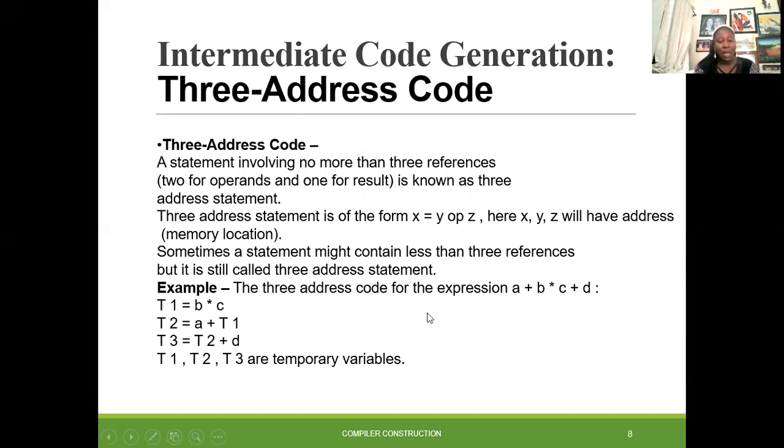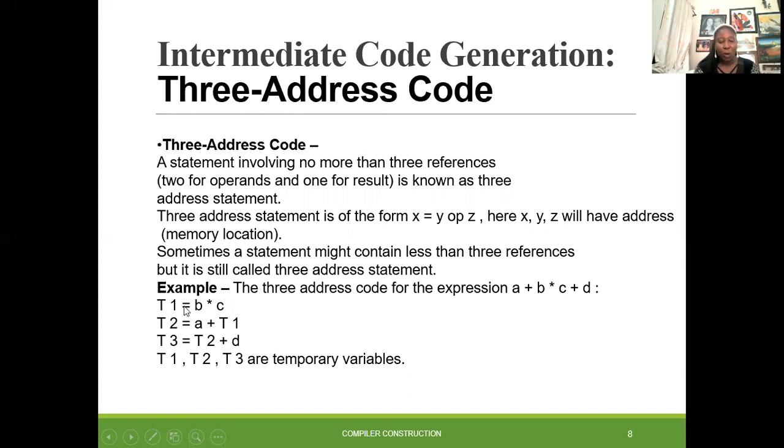So we see an example here of A plus B times C plus D. Now, remember that we also follow the precedence. Remember that multiplication and division take a higher precedence over addition and subtraction. Beautiful. So we start with this because it takes a higher precedence. So B times C is represented temporarily in T1. So that goes to T1.